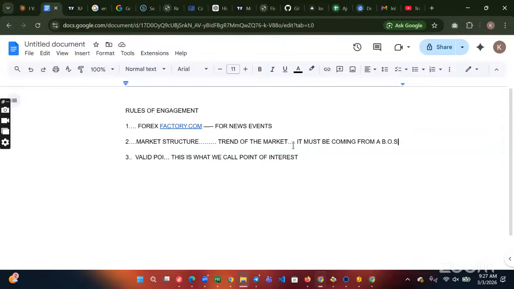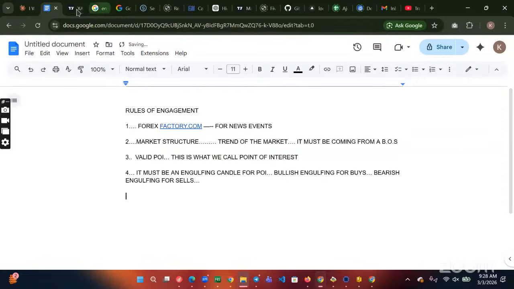Because I am trading with the trend, the plan is simple. I want to be on the right side of the market. Let's just keep it simple. Of course, I will still show you how to use change of character. Now, valid POI, this is what we call the point of interest. So number 4, it must be an engulfing candle for POIs. Bullish engulfing for buys and bearish engulfing for sells.